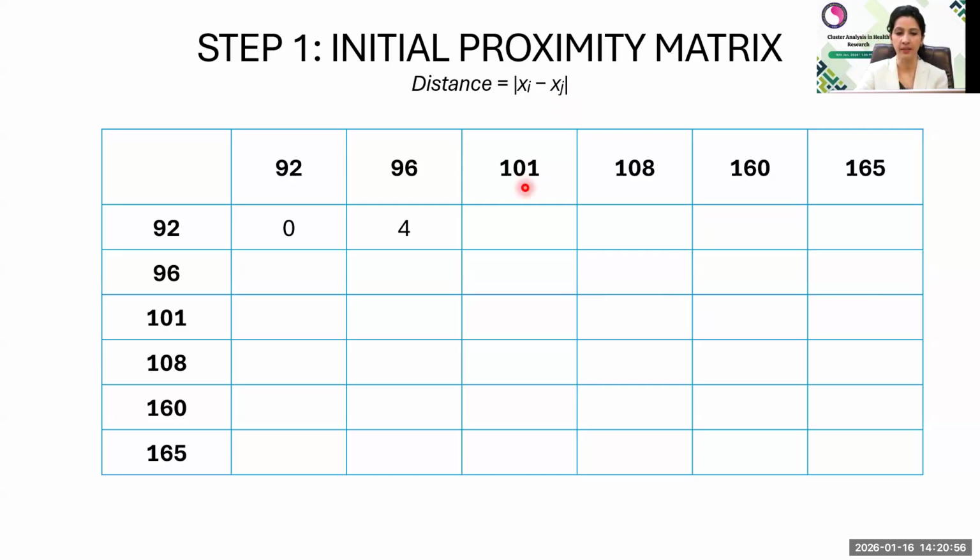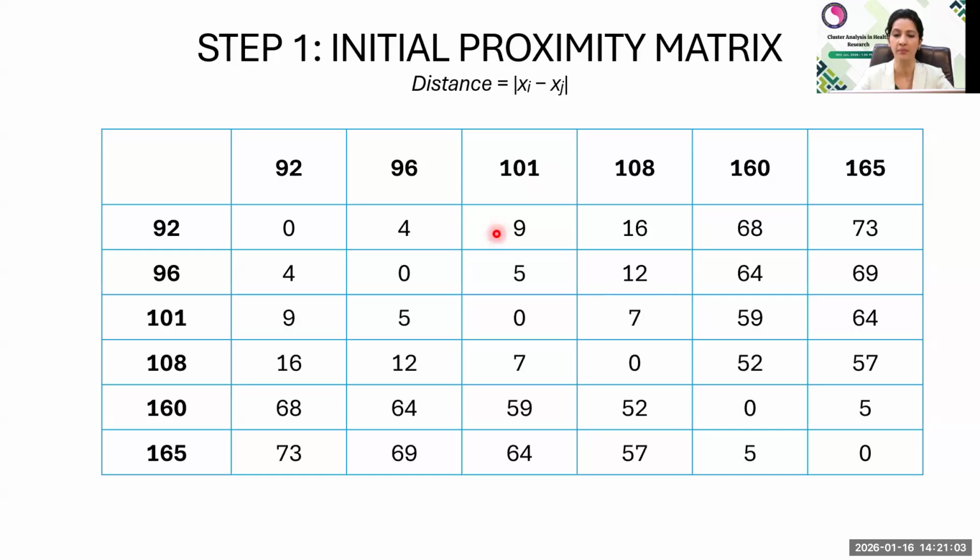Dr. Hema has written 9. Yes. So similarly, you calculate the distance for all the variables. So this is the first step, the initial proximity matrix. Now you have to look for the minimum distance between two data points. Which is it, apart from 0? Because 0 will be all along the diagonal, since it is the distance from the same data point.